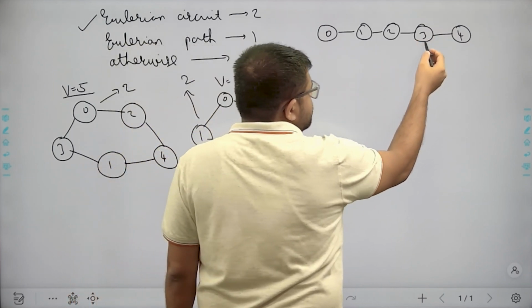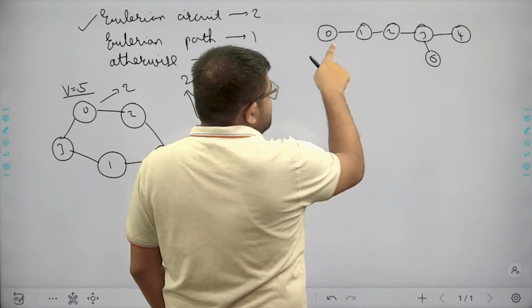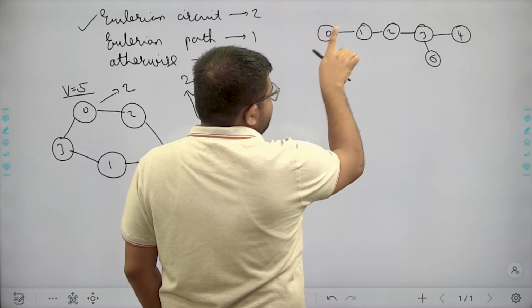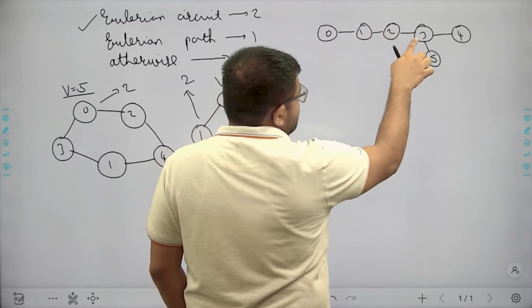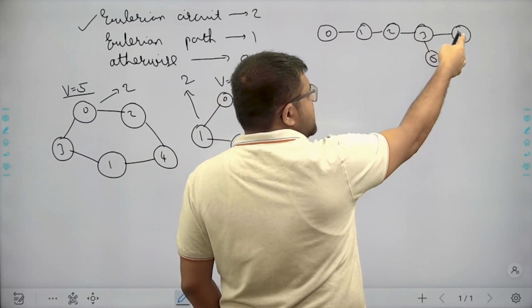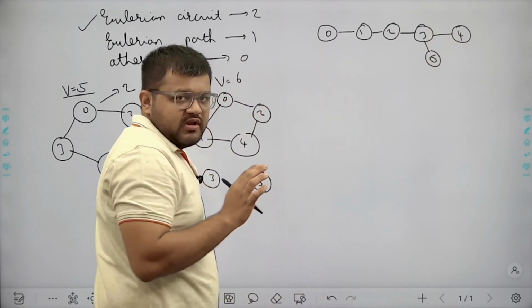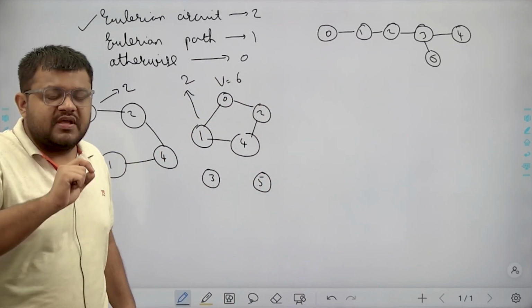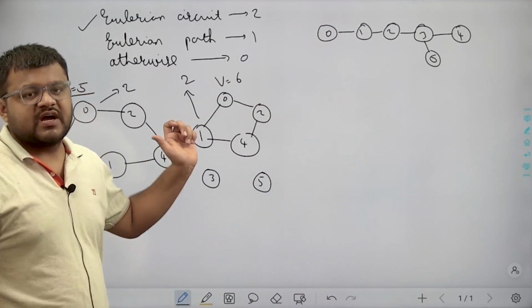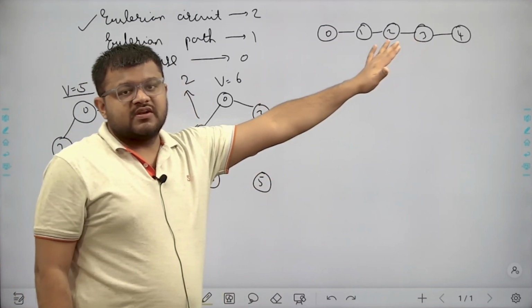Now as soon as I put a branch, a multiple branch, what will happen? Let's say I start from 0. From 0 I go to 1, from 1 I go to 2, from 2 I go to 3, from 3 I go to 4. Now in order to visit this edge, I need to come back, and when I come back, I will visit this edge twice. So it will not be a Eulerian path. In a Eulerian path, every edge will be visited exactly once, and we start and end on different vertices. So if it is of this form, then it is a Eulerian path.